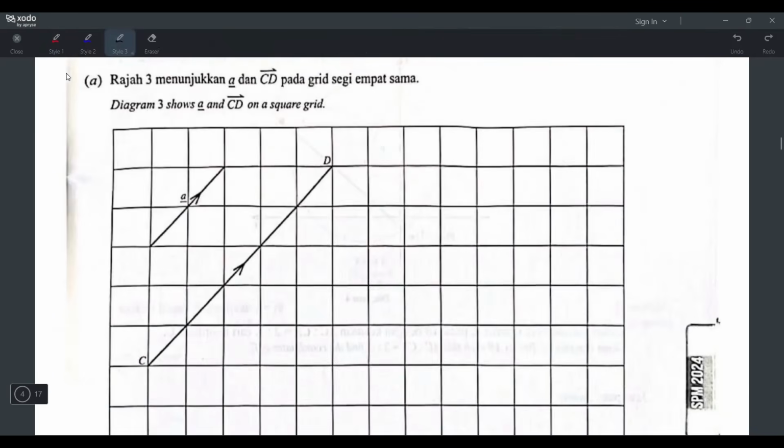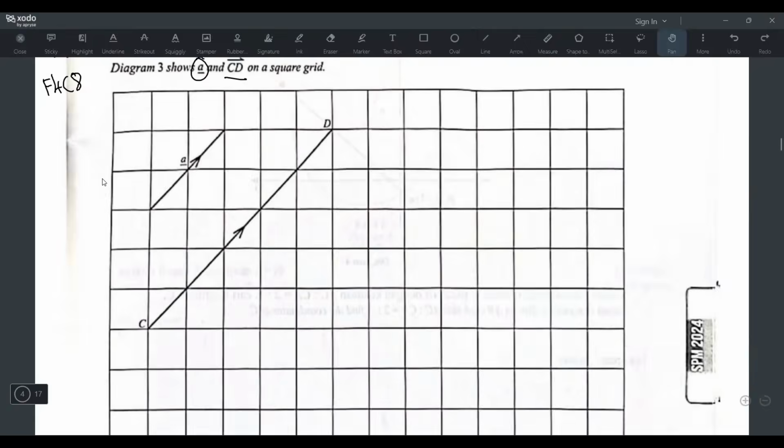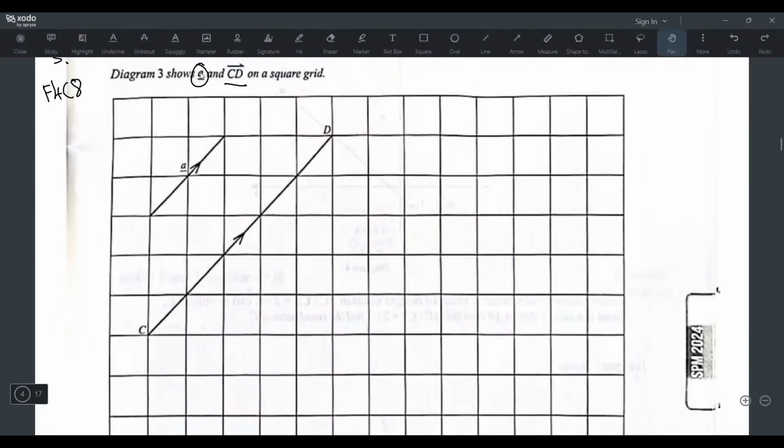Okay, this is question number... wait, what question is this? 3. Yeah, this one is 3. Okay, I think this is vector from Form 4 Chapter 8. It's a vector question. So let's read the soalan. Diagram 3 shows vector A and vector CD on a square grid. Okay, so these are all square grid. And they say there's a vector A.